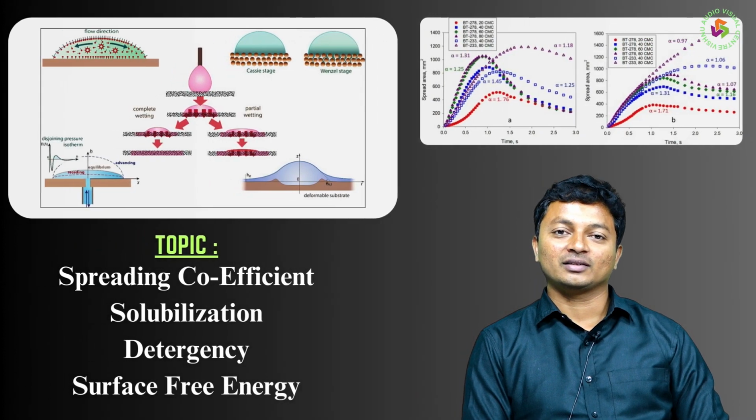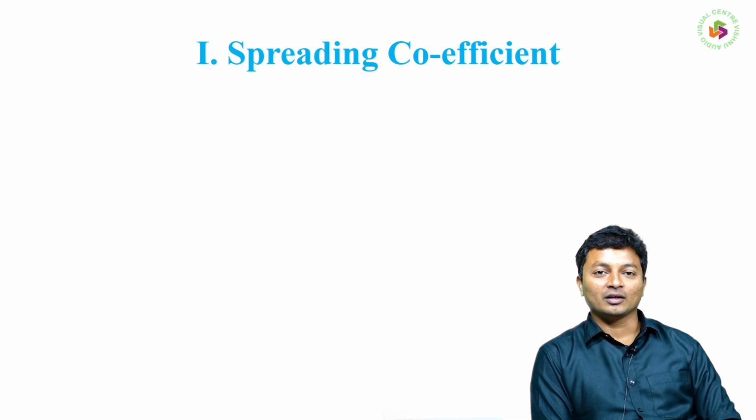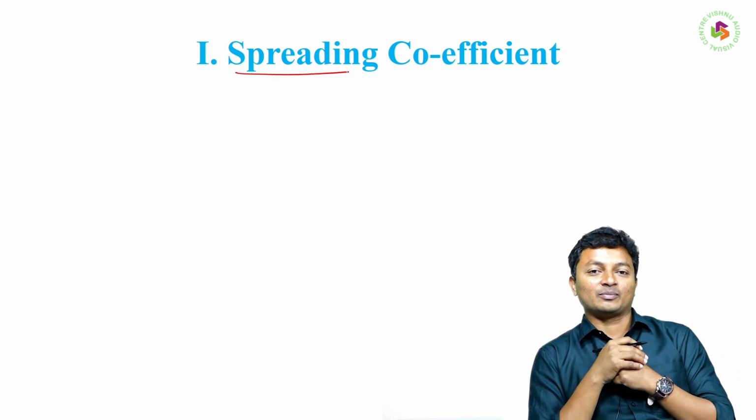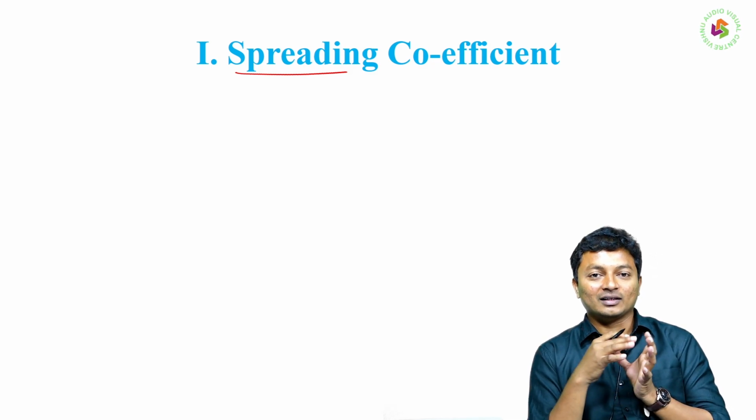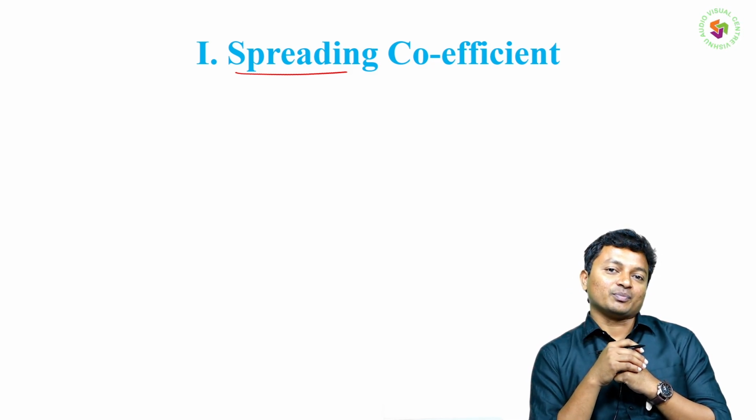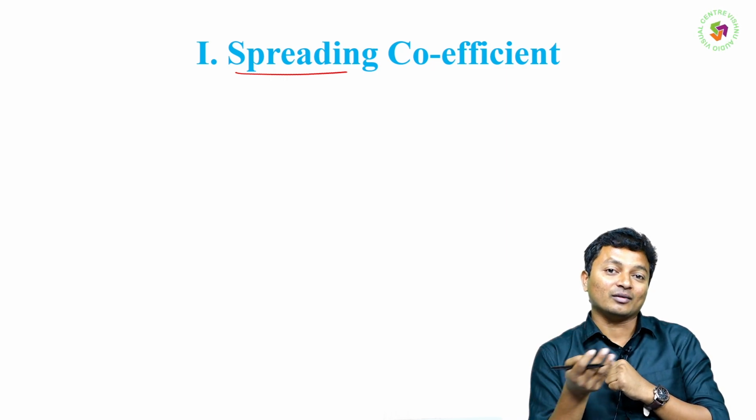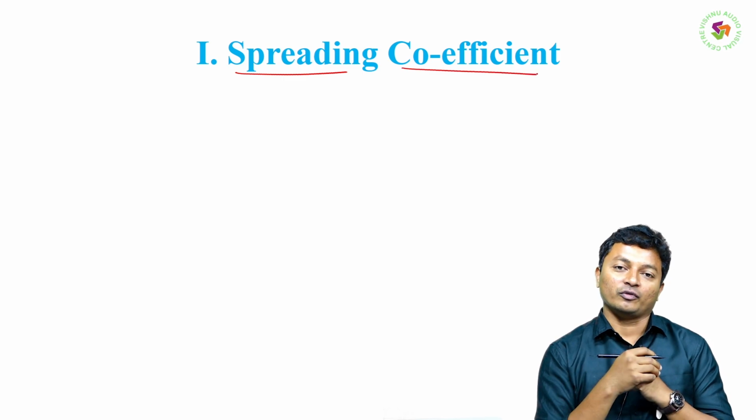Let us start the topic. First, we will start with spreading coefficient. Spreading coefficient means if any substance is spreading on another surface, that entire phenomenon is known as spreading, and the amount of spreading of one molecule on another molecule's surface is considered as coefficient.